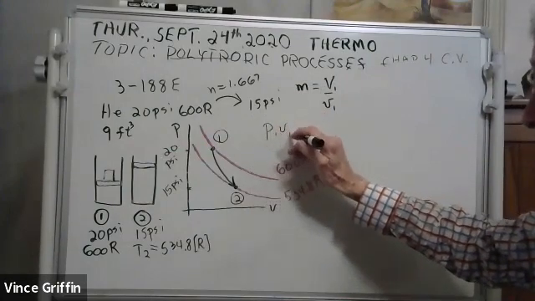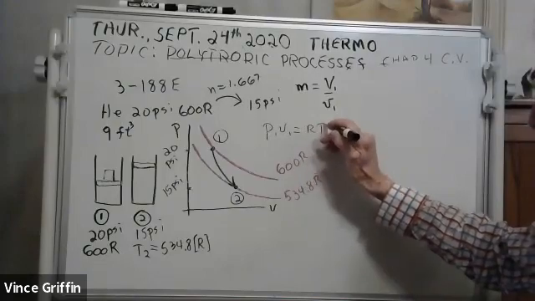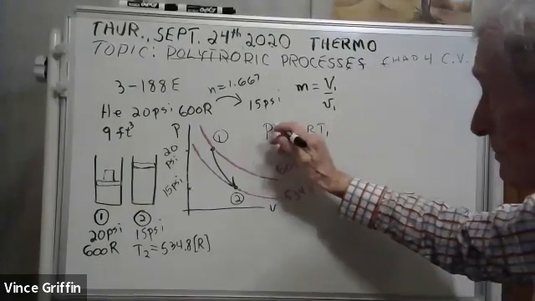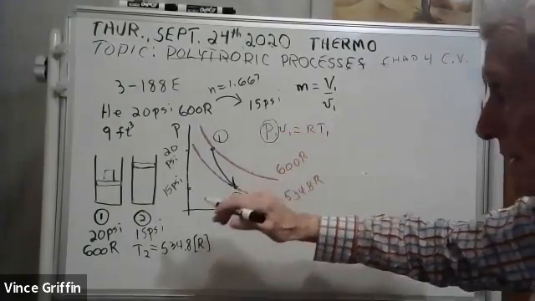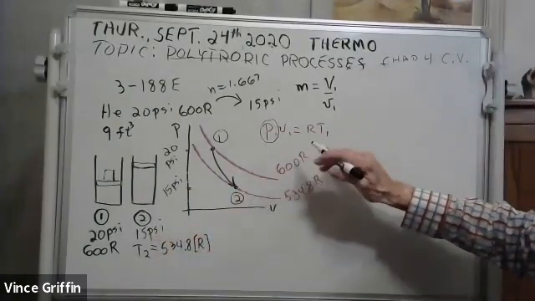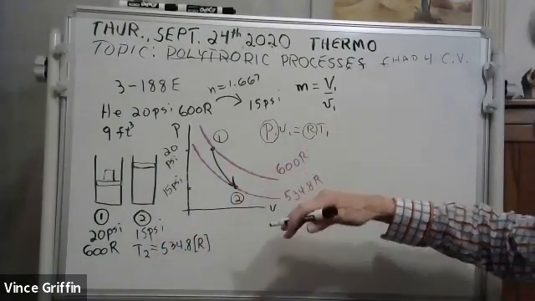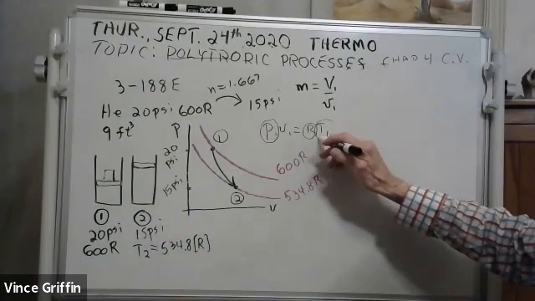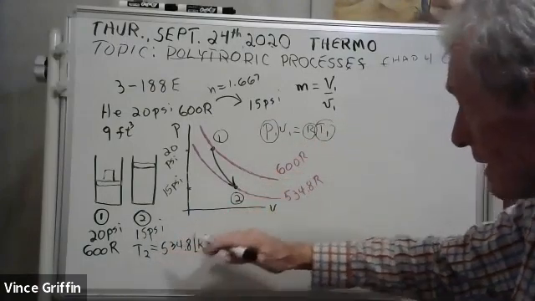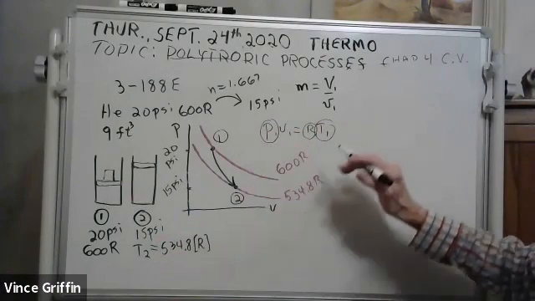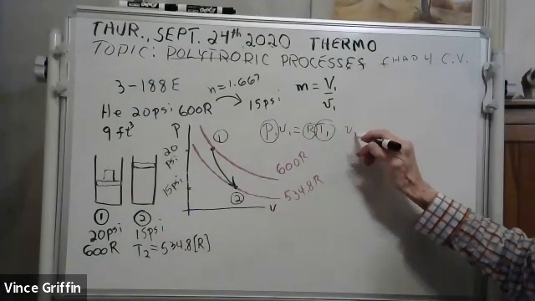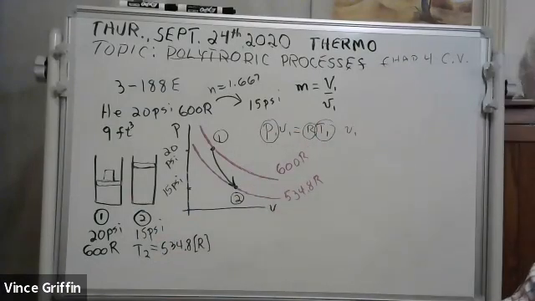P1 V1 is equal to RT1. Now we know P1. It's 20 psi. We know R. We can look it up. We know T. T is 600 Rankine. Hey, we can find V1. I'm going to shut up now for a minute and a half if you need it.